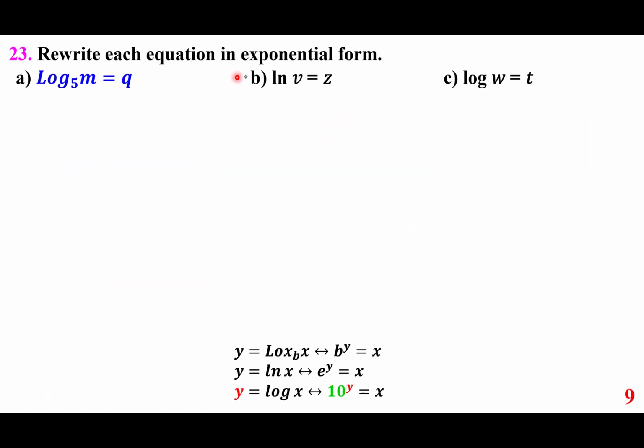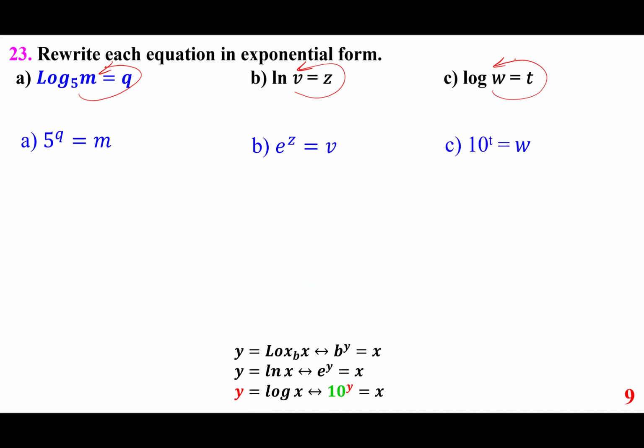Rewrite each equation in exponential form. Let's do this. 5 to the power of q is m. I don't have a base with ln, that means the base is e. e to the power of z equals v. I don't have a base, that means with log, the base is 10. 10 to the power of t is w. So just follow the arrow.